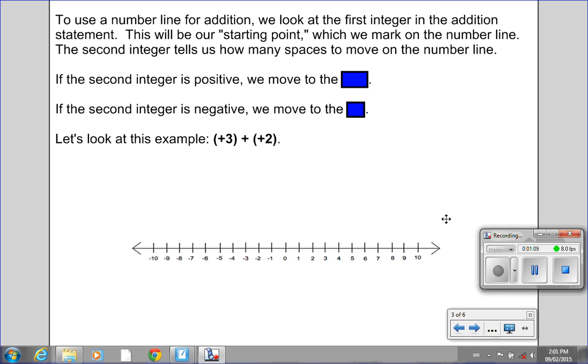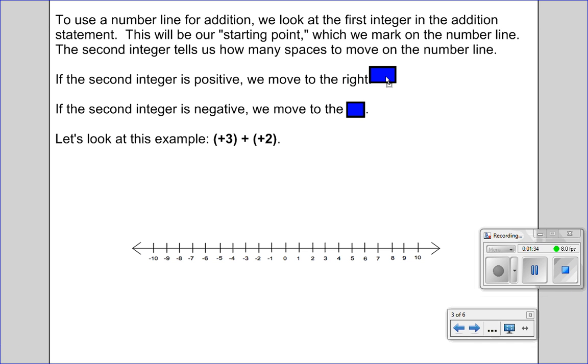To use the number line for addition, we look at the first integer in the addition statement. This will be our starting point, which we mark on the number line. The second integer tells us how many spaces to move on the number line. If the second integer is positive, we move to the, if you said to the right, you got it. Whereas if the second integer is negative, we move to the, you got the left.